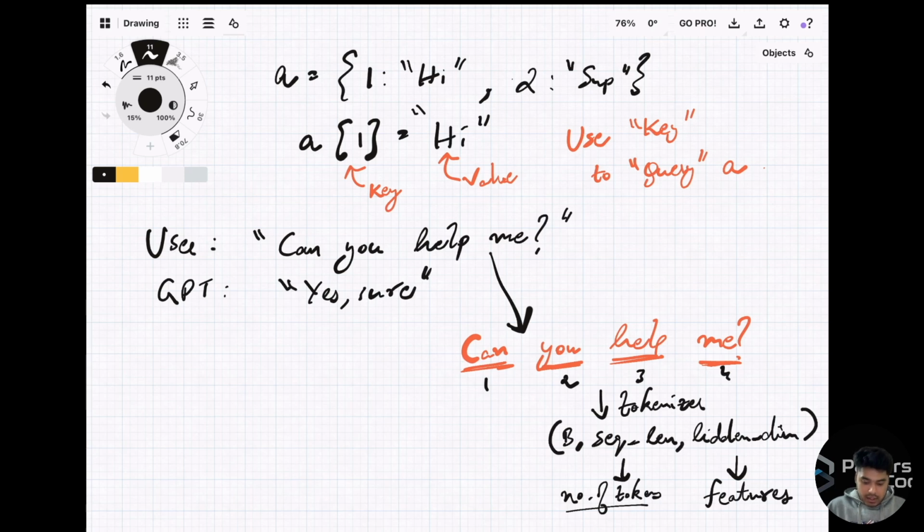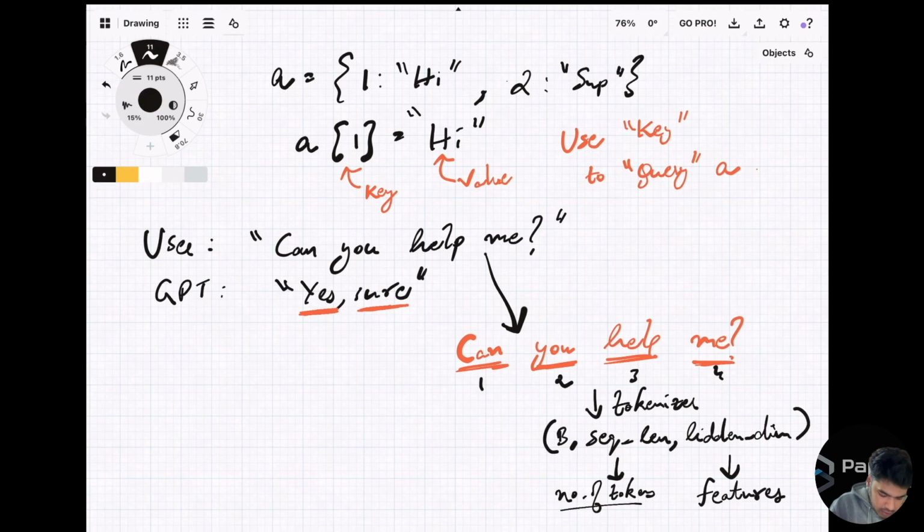Now the idea is the model is going to output something as well. So if we look at this example here, we can see that yes and the comma might be, for example, in one token, and the sure might be another token. So we here end up with a sequence of length 2. So of course, the output is also of the same form as the input. Essentially, the input is text and the output is text.